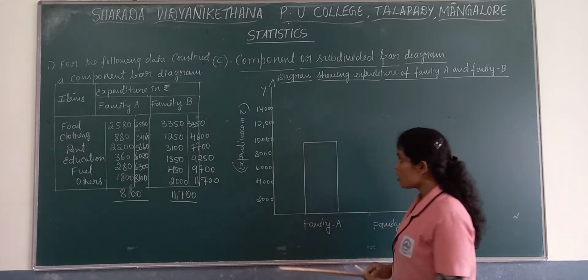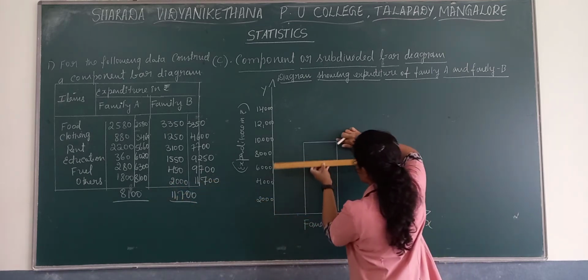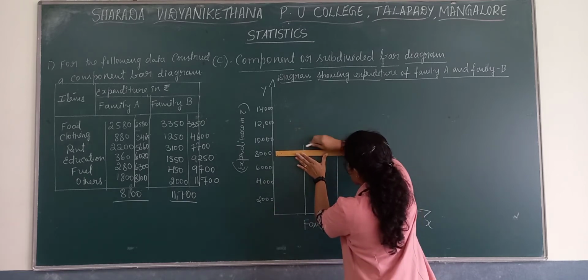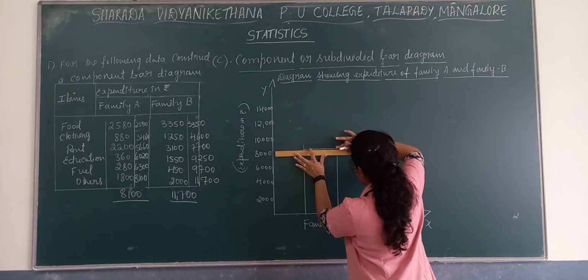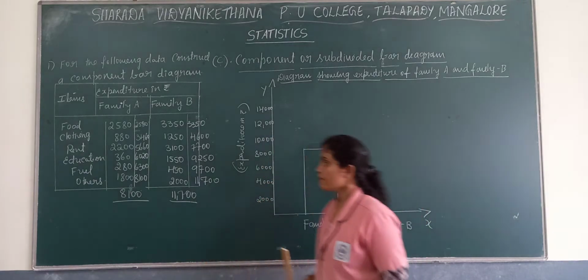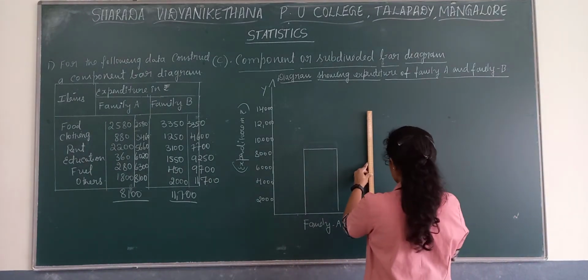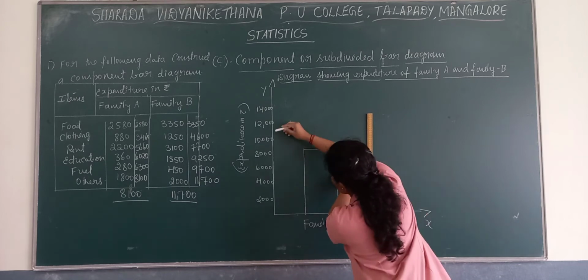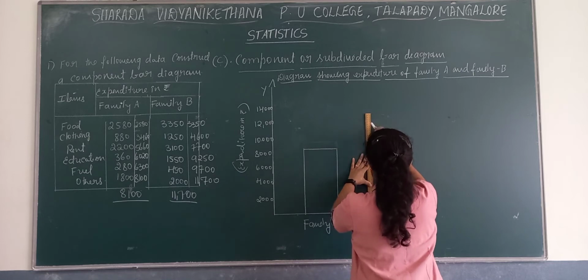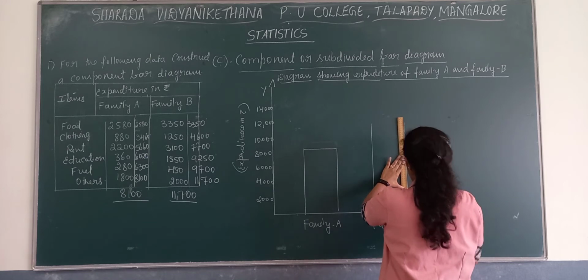That is the first total, 8,100, Family A. The next total is 11,700, Family B. On an average 11,700. We draw it till here.